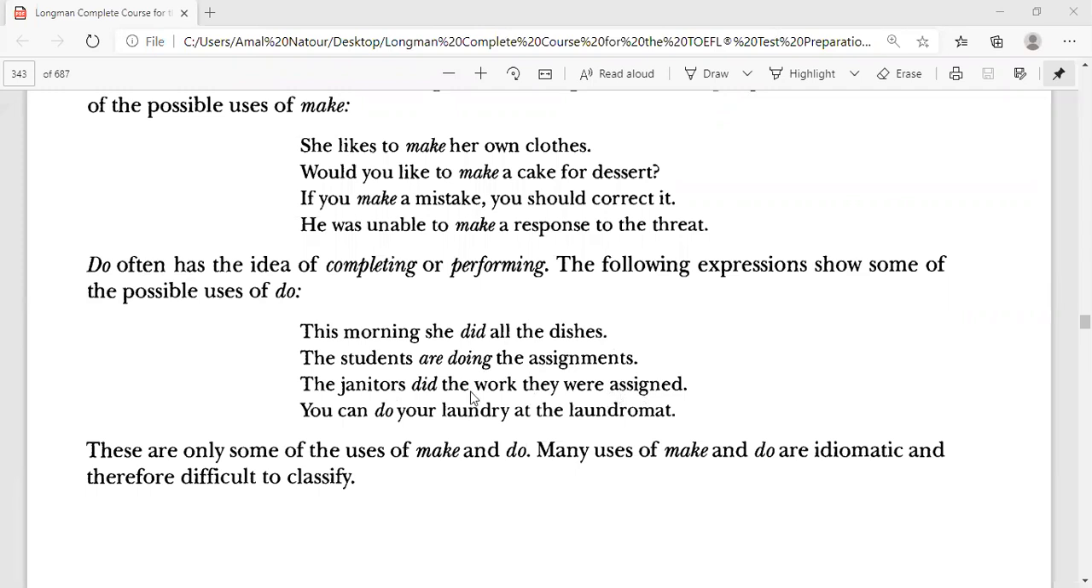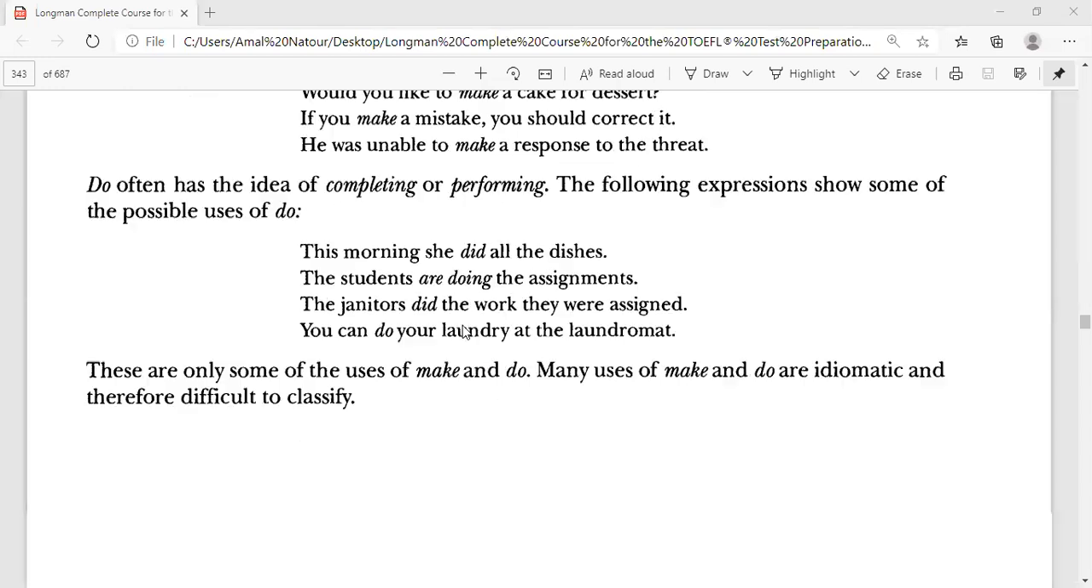They were assigned, did the work. Any work that you're doing, I have to use did or do. Do your work, do your homework, do your housework, etc. With work, I have to use the verb do. You can do your laundry at the laundromat. Okay, do the laundry. When you want to wash your clothes, you do the laundry. It doesn't need from you to be creative in order to wash your clothes.